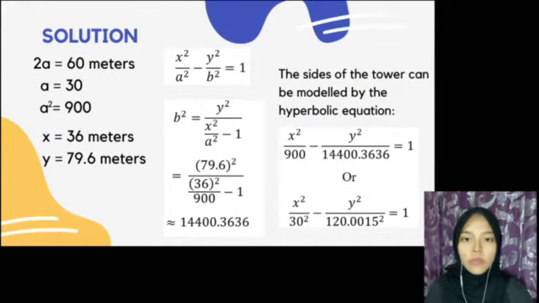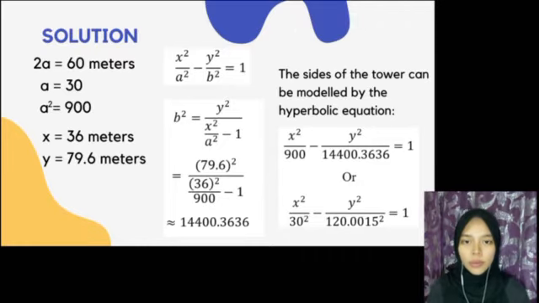So, for the solution, we use the standard form of a horizontal hyperbola centered at the origin, which is x squared over a squared minus y squared over b squared equal to 1. First, we need to find the value of a squared. So, 2a equals 60 meters, a equals 30, a squared equals 900.